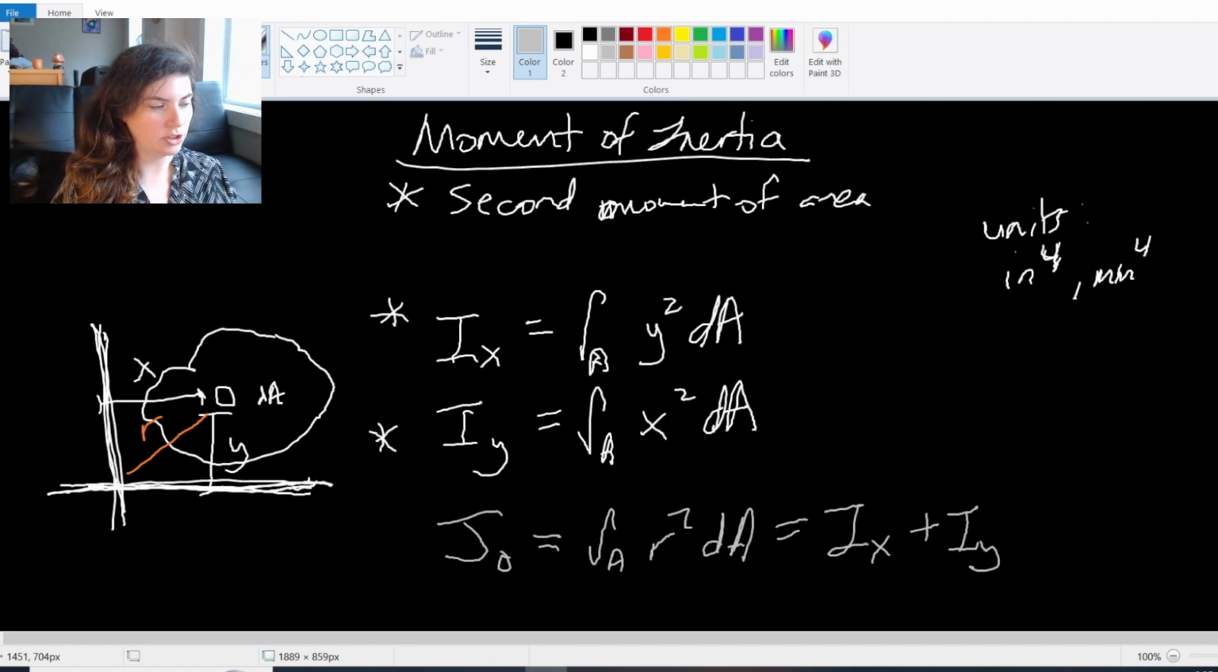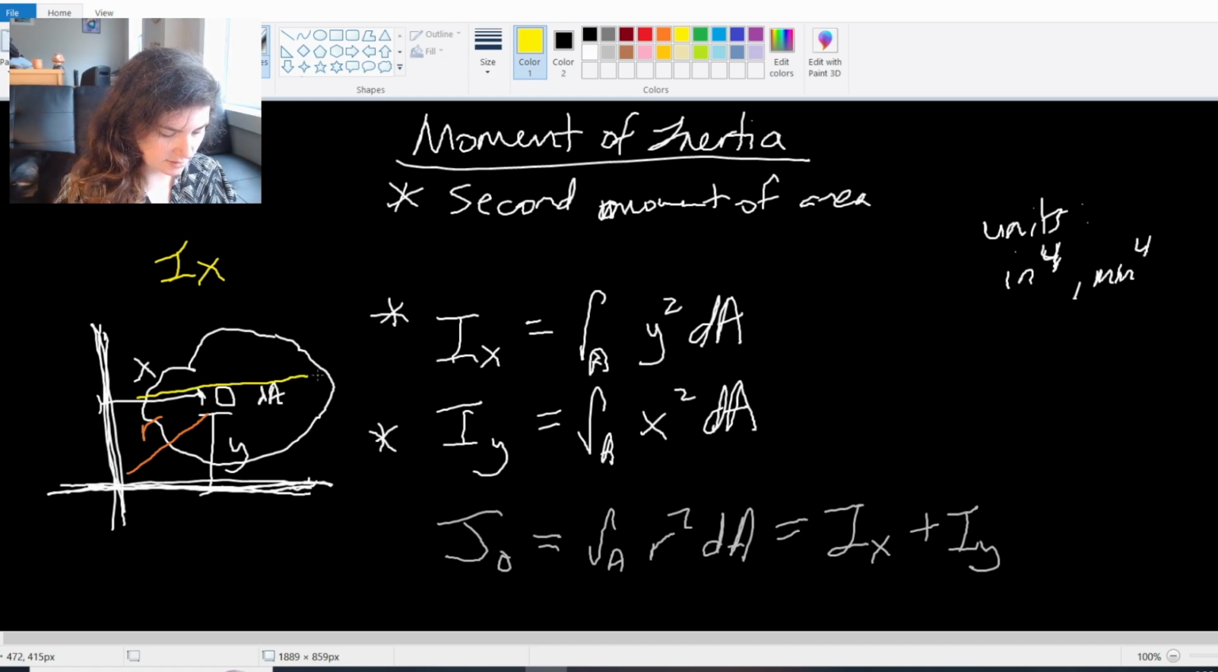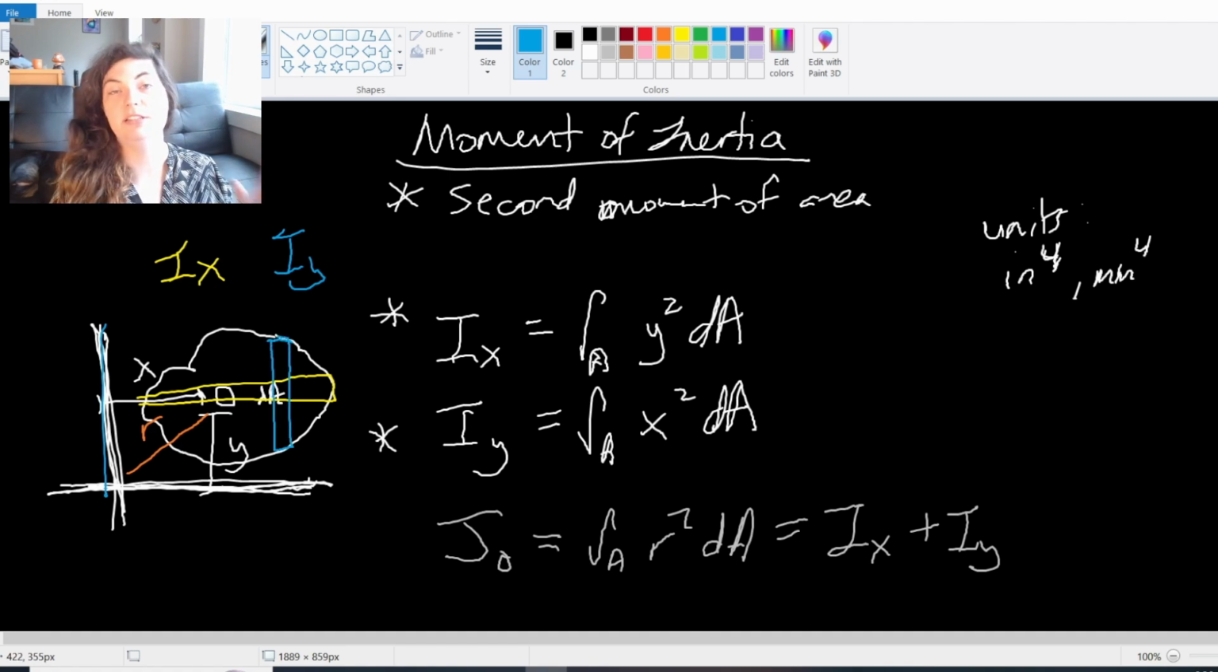And we use these basic integrations whenever we are taking slices that are parallel to the axis of interest, right? So if I wanted to take my Ix, my moment of inertia about the x-axis, then I want to use the one that is parallel. I want to take a differential slice through my area that is parallel to that axis. So my slice goes through like this. And if I want to do my Iy, then it has to be parallel to the y-axis. So I would take my differential slices that look like this.